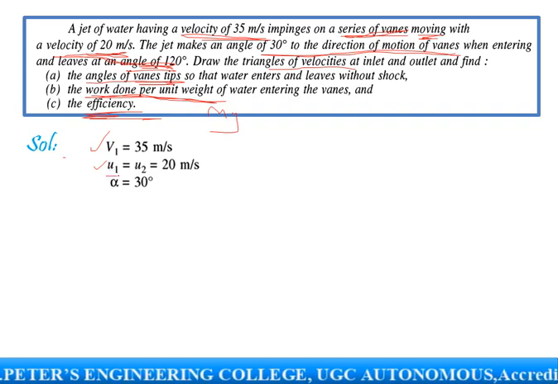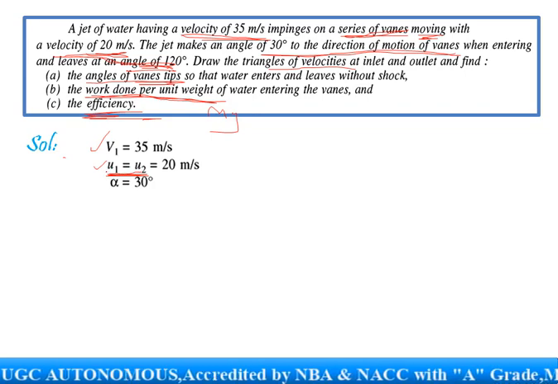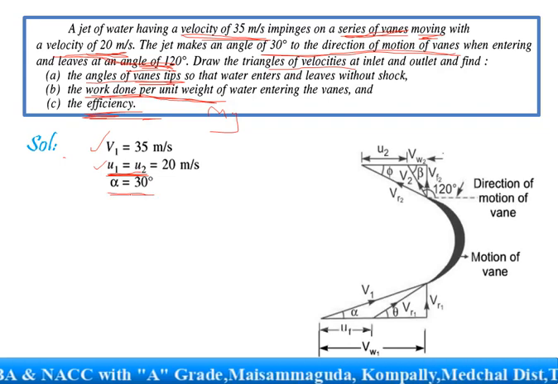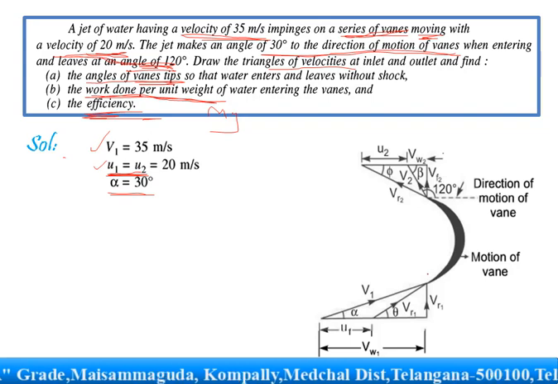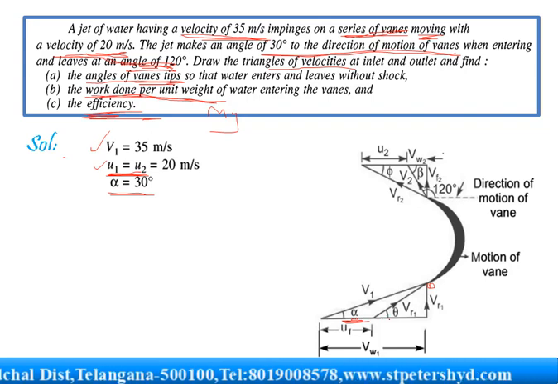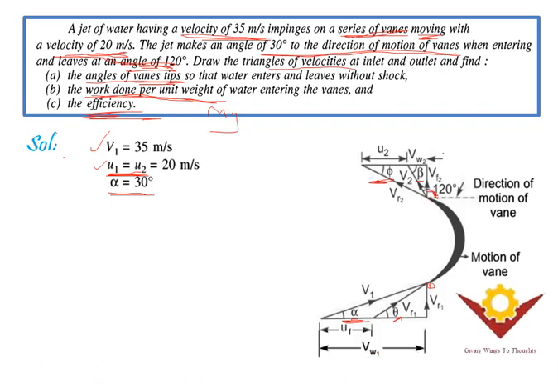Here, when it gives u1 equals u2, it is frictionless. There won't be any friction. And we have alpha, which is the jet inclined with respect to the vane tip here. That means alpha equals 30 degrees. Now what we require to find is theta and phi. Now beta is already given, it is 120 with the direction of motion of the vane. Then what is this particular angle? We'll resolve that.